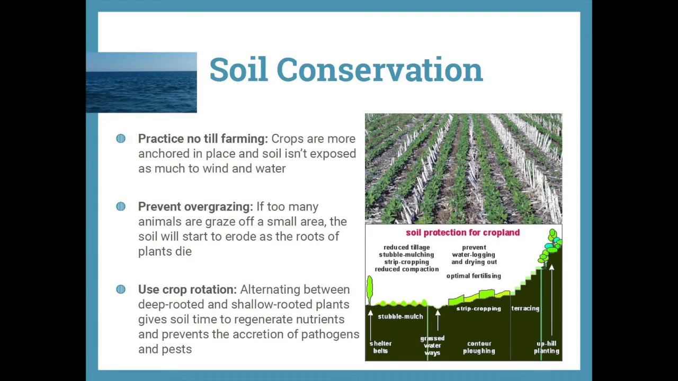You could prevent overgrazing. That means if too many animals are grazing off a small area, then the soil will start to erode as the roots of the plants start dying. If there's no roots holding the soil together, then the soil can just blow in the wind or get washed away by water. Also, crop rotation. Alternating between deep-rooted and shallow-rooted plants gives the soil time to regenerate nutrients and prevents the accumulation of pathogens and pests in the soil.